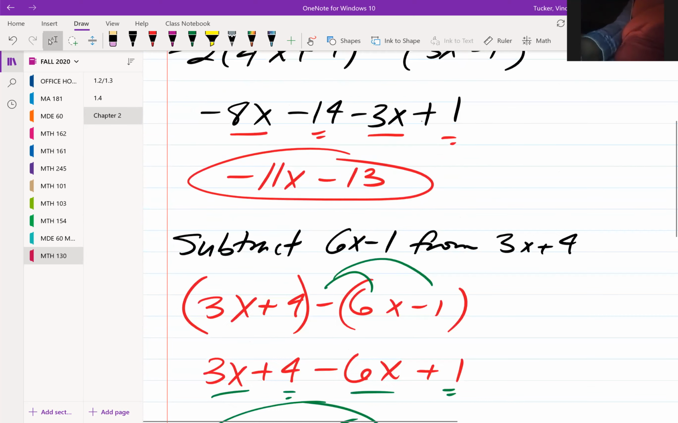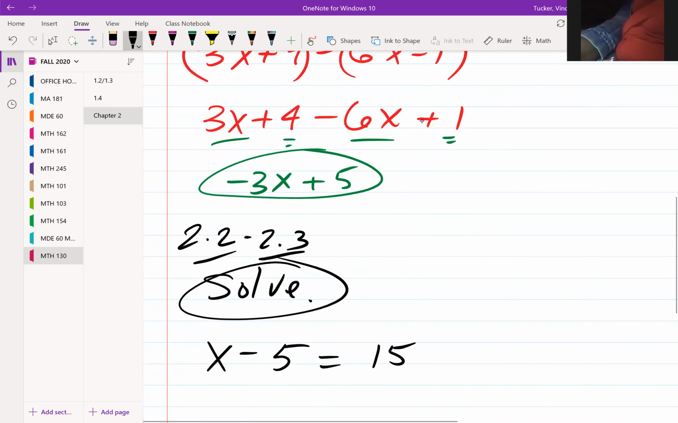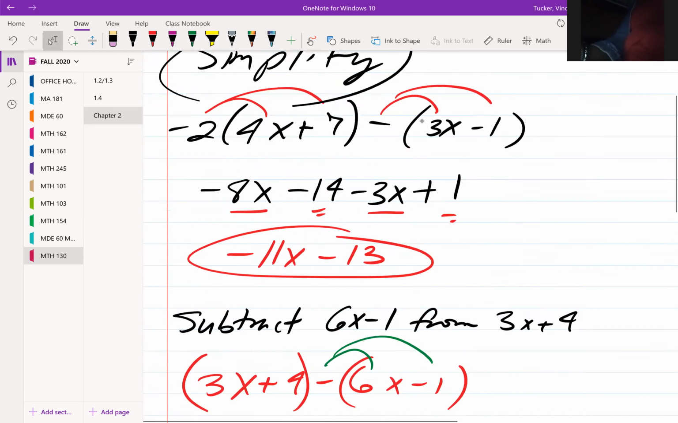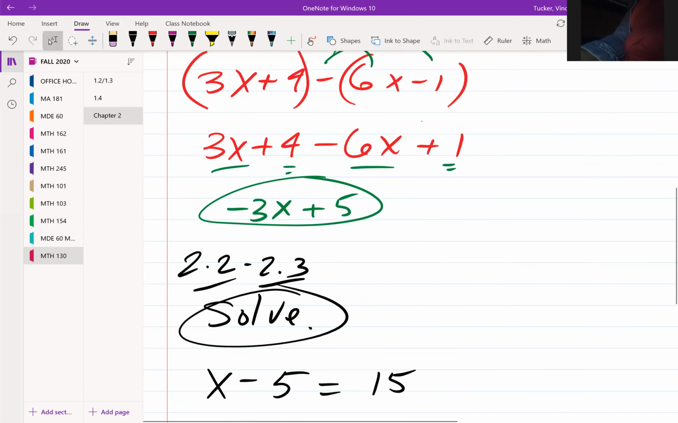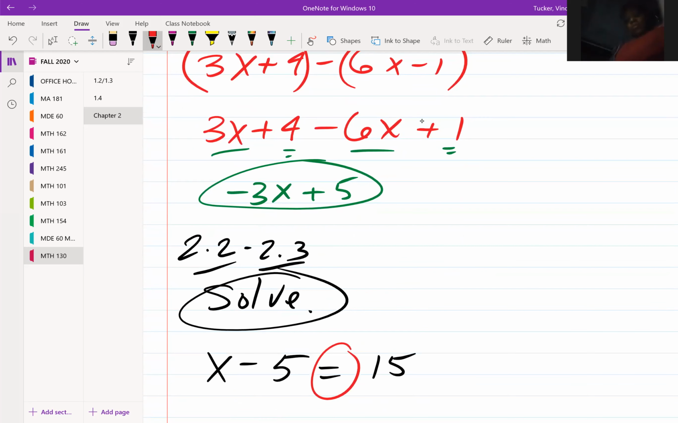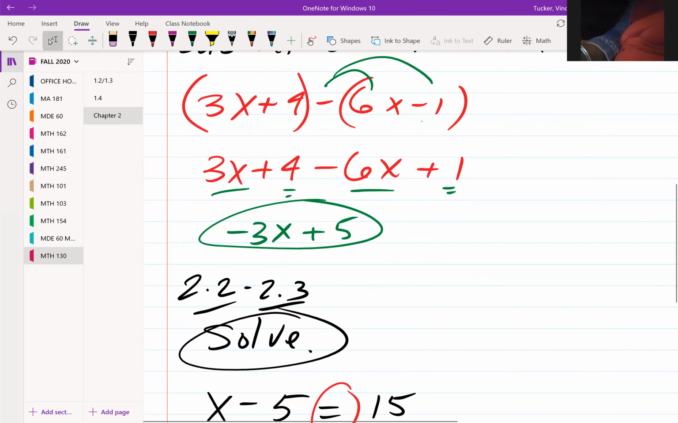First of all, there's a difference between simplifying and solving. You cannot solve these expressions right here. They're not equations. You only can solve equations, and that means you have to have an equal sign. A lot of times once we do simplifying and then we do solving, a lot of people will try to solve this right here. But you cannot solve negative 3x plus 5. You have to have an equal sign to something else in order to be able to solve. So make sure you're not trying to solve when you're supposed to simplify.